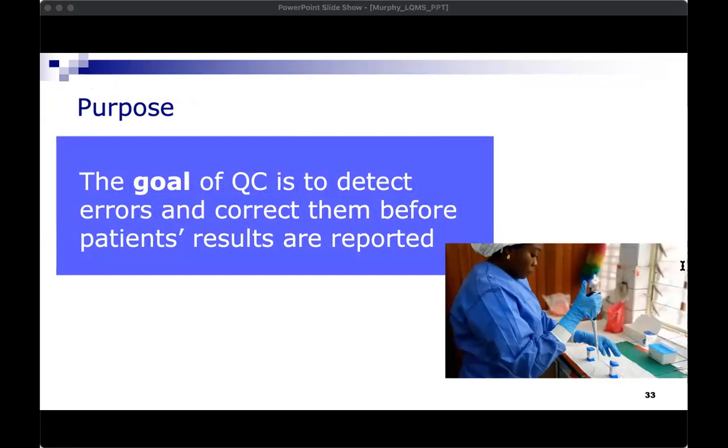So the purpose of QC, or the goal of QC, is to detect errors and correct them before patients' results are reported. So QC monitors activities related to the examination or the analytic phase of testing. Before, we talked a lot about the pre- and post-analytic phases, and now we're actually talking about the analytical phase in testing, and that is where QC lies.